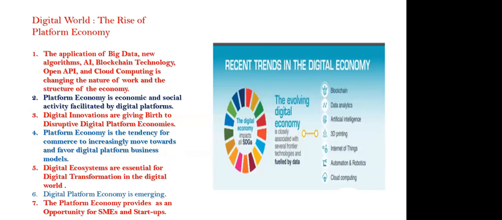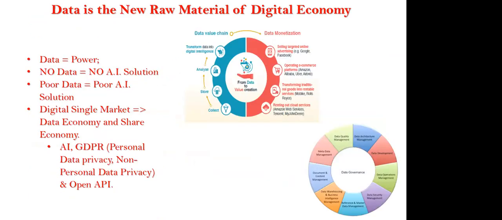Now, the digital world is the rise of the platform economy. It is based on blockchain, data analysis, artificial intelligence, 3D printing, Internet of Things, automation and robotics, and cloud computing. Being an agrarian economy, a digital platform in the agriculture economy is very essential. Now, data is the new raw material of the digital economy. Data is power. No data means no AI solution. Poor data means poor AI solutions.